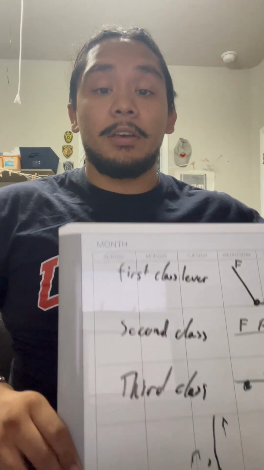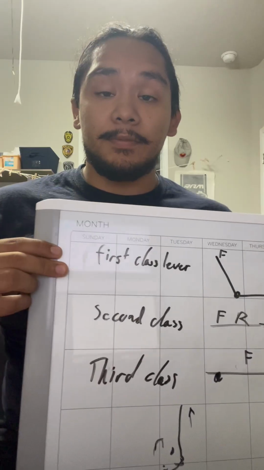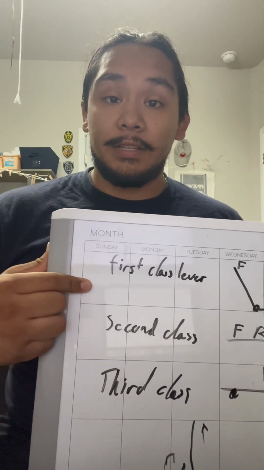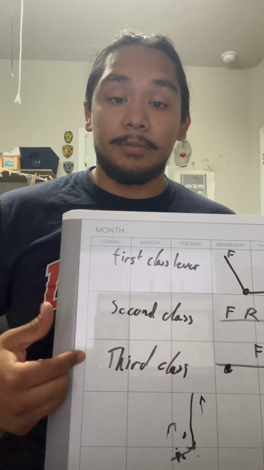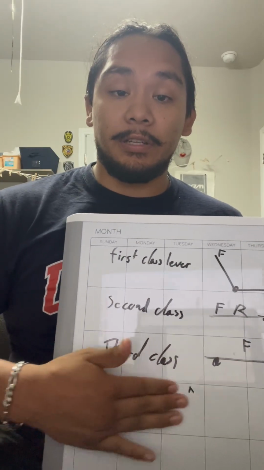Now, levers in the biomechanics useful for this class come in three classes, as I have drawn right here. There is the first class lever, the second class lever, and the third class lever. Here, let me erase this just for right now because we will get back to it.